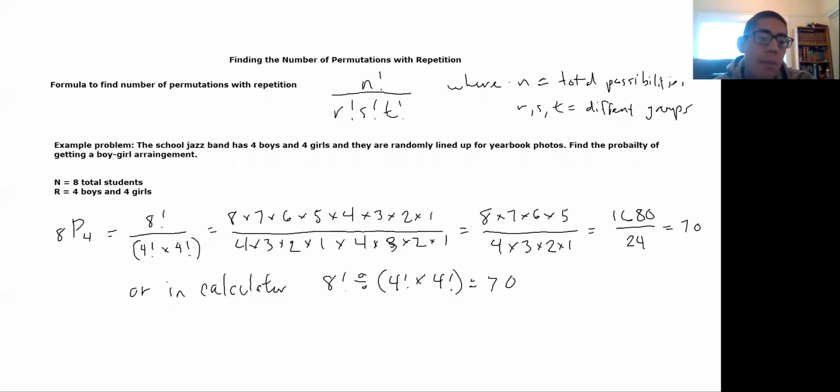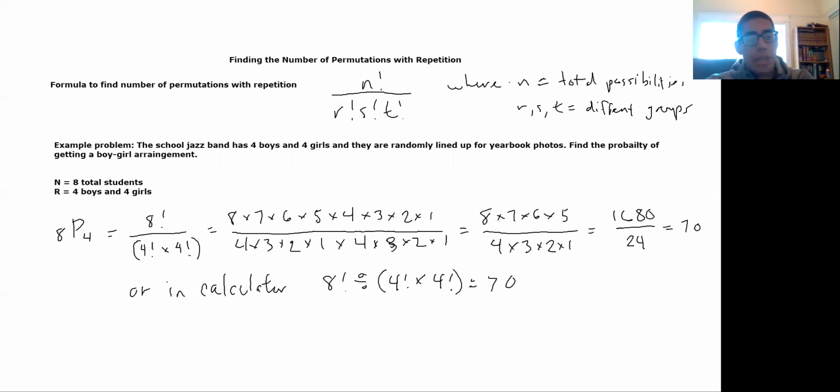So in the example problem, a school jazz band has 4 boys and 4 girls. Those are my groups. They already tell me straight up, those are my groups: 4 boys, 4 girls. They are randomly lined up for yearbook photos. Find the probability of getting a boy-girl arrangement. We want to know the chance of arranging them in between boys and girls.